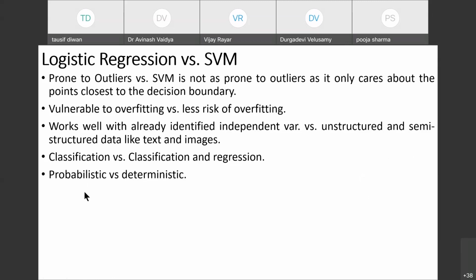Logistic regression is a probabilistic classifier. However, SVM is known as a deterministic classifier, because in logistic regression we compute the probability, but this is not the case with SVM. It is just a deterministic classifier. Logistic regression is based on the statistical approach, but SVM follows the geometric interpretation of the data. We have already seen this when we studied the geometric margin and functional margin.